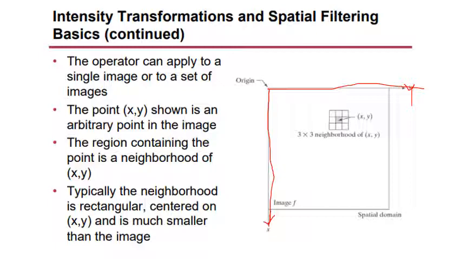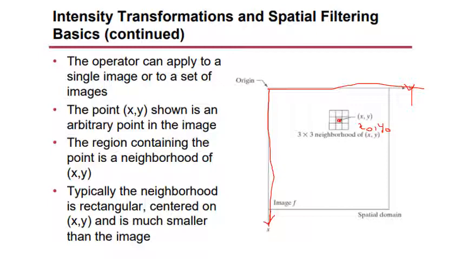Let us consider that the center point is the point x naught comma y naught. The point x naught comma y naught is some arbitrary location in the image. You can see that we have put a small box. We can say that it is a 3 cross 3 box, or we call it a 3 cross 3 neighborhood of x naught comma y naught.